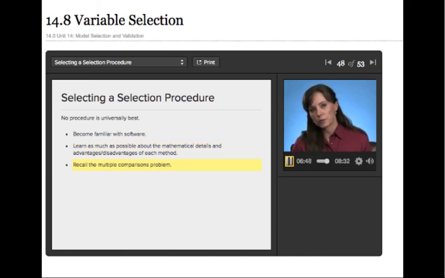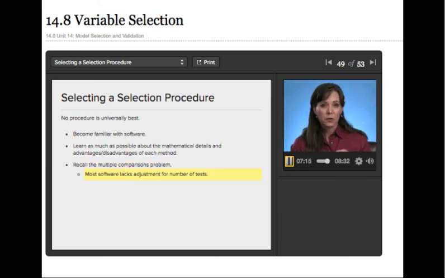But remember the multiple comparisons problem. We are doing multiple statistical significance tests on data. In the case of stepwise regression, we're not only doing tests for forward inclusion, we're doing tests for backward elimination, back and forth and back and forth. And the more variables you have, the more tests you're doing, which means you're increasing the probability of type 1 error. Most statistical software does not have an adjustment for the number of tests that you're doing, even when you're doing these multiple variable selection procedures.